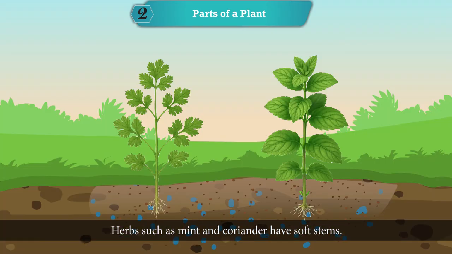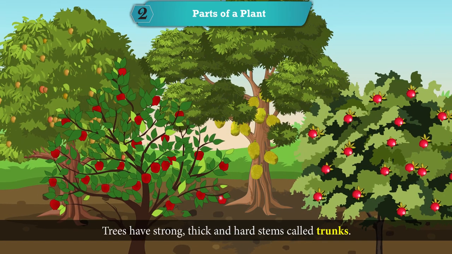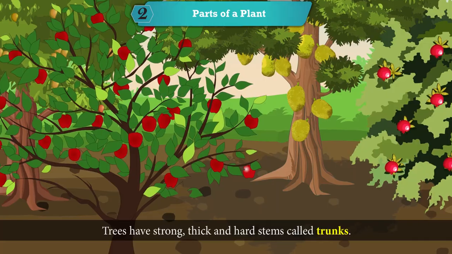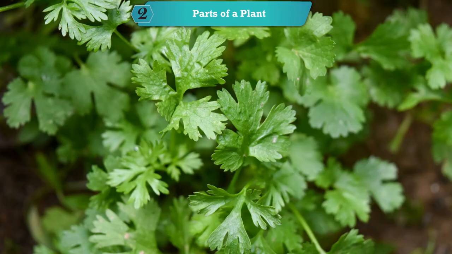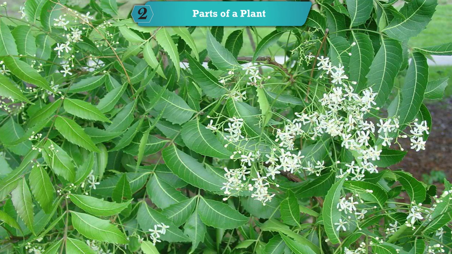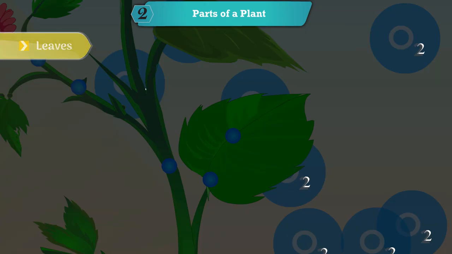Herbs such as mint and coriander have soft stems. Trees have strong, thick and hard stems called trunks. Coriander has a soft stem. Neem has a hard stem called trunk.